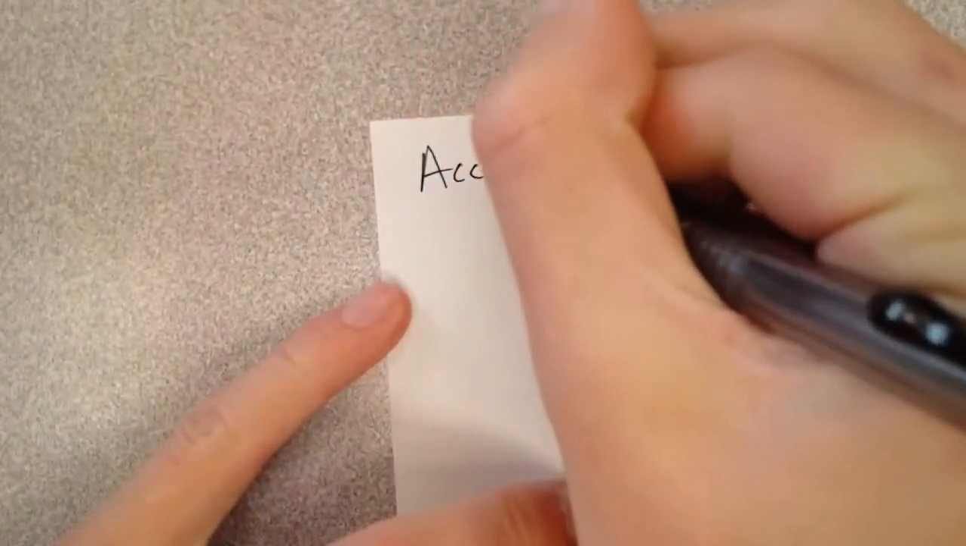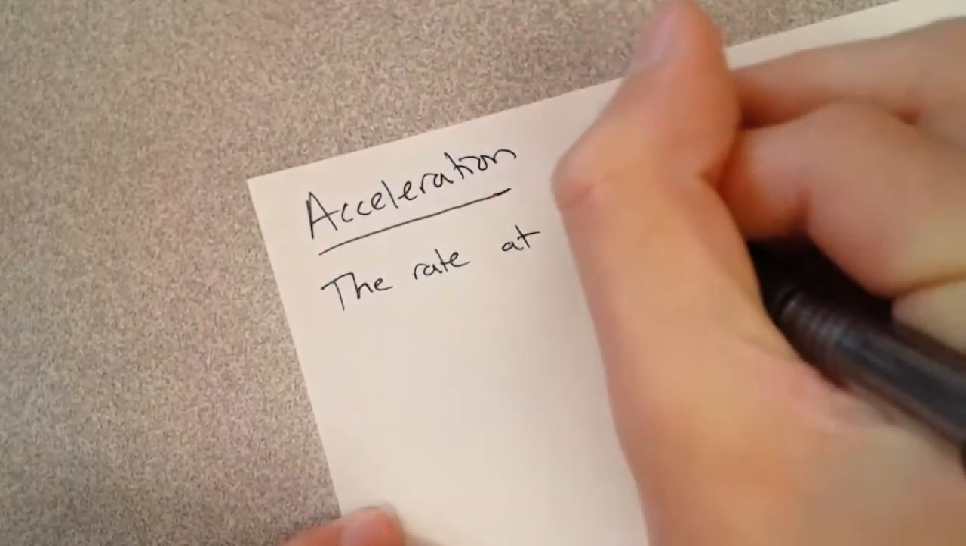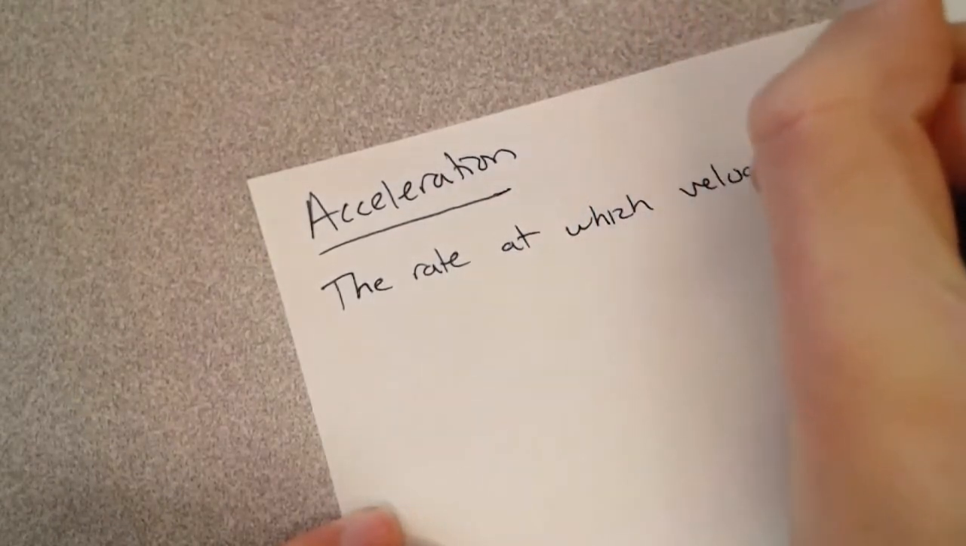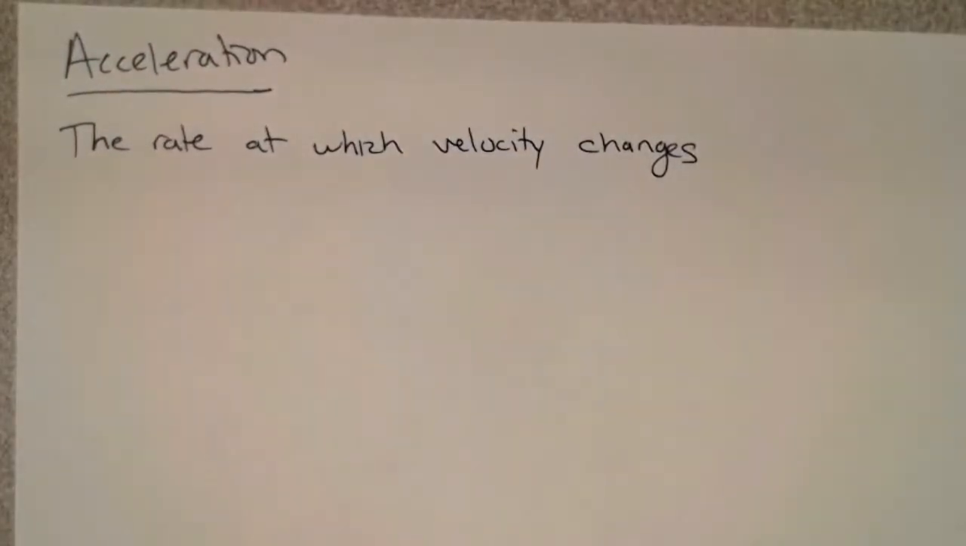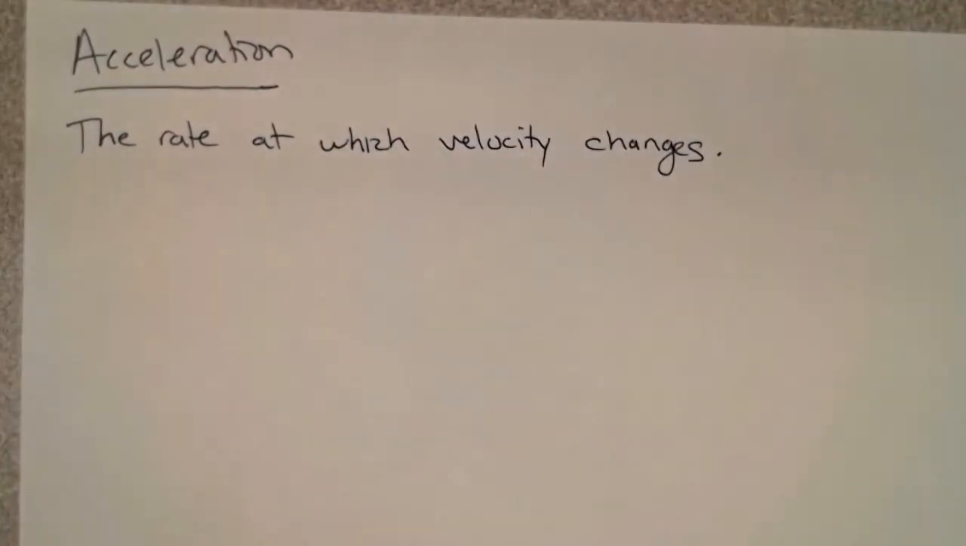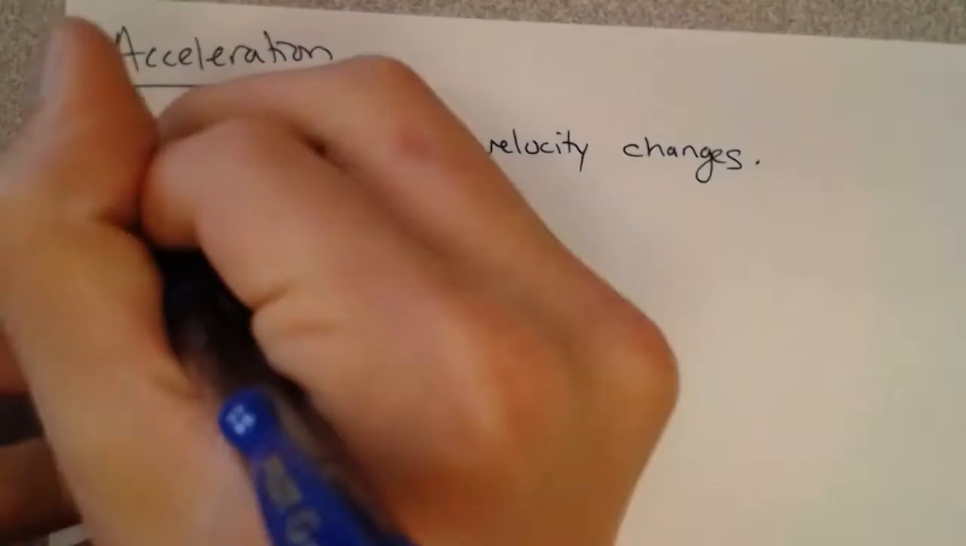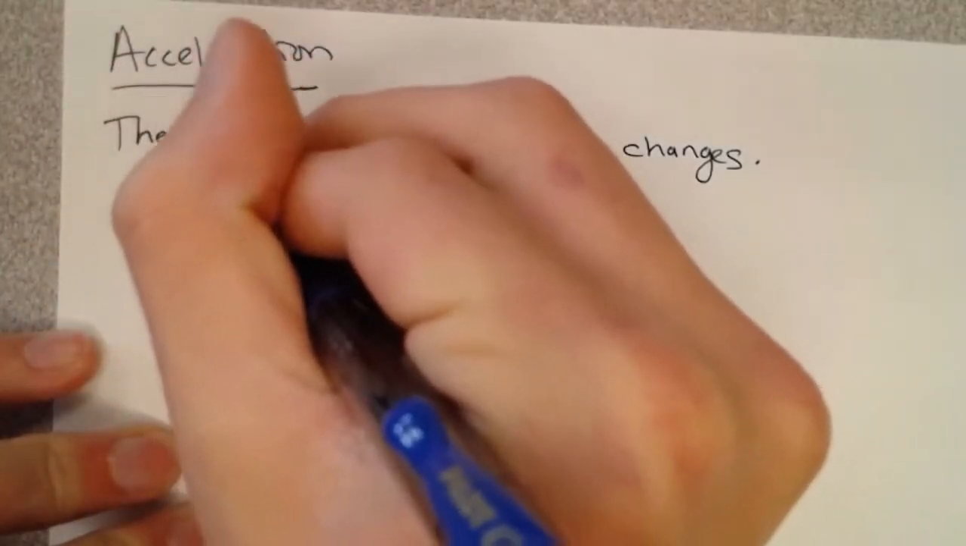For those of you super confused about what this is, hopefully this will clear things up for you. All right, so acceleration is simply the rate of change of the velocity, or the rate at which the velocity changes. Since we're talking about velocity, that means that acceleration is going to be a vector.